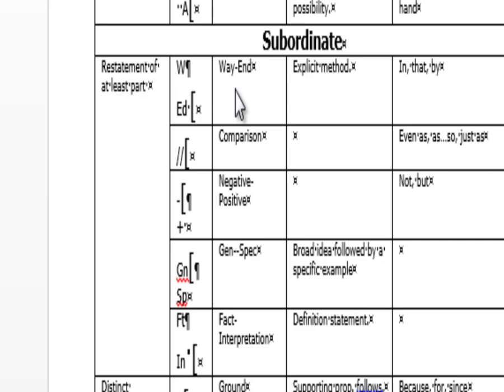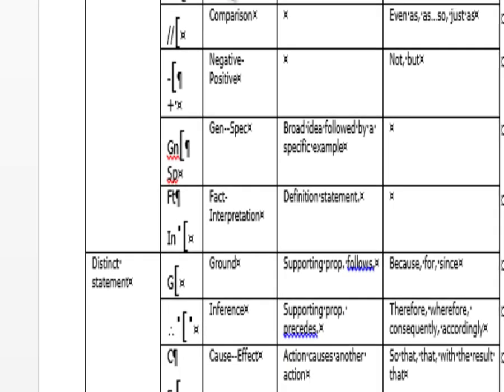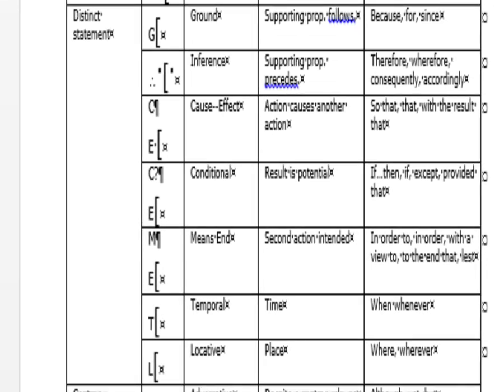So then you have fact interpretation. Jesus is Lord would be the fact. The interpretation would be, therefore, whatever he says about our life, we must obey. That would be the interpretation. And so that covers our first set of subordinate relationships, but there's plenty more. The second section, as I've already mentioned, is distinct statement, and the first one is ground.